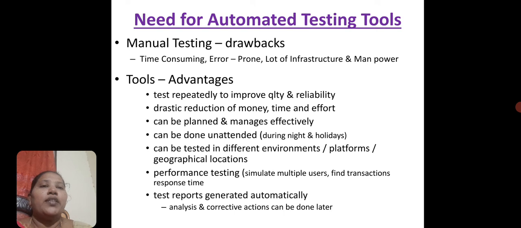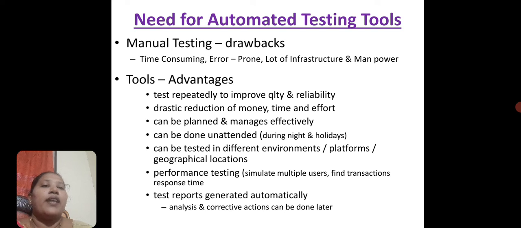In order to avoid this, we are going for automated testing, where you will be using certain tools in order to perform this testing. So what are all the advantages you are having if you are using automated testing tools is, you can make use of the tools to test your software repeatedly, so that you will be getting a quality product, and also the reliability will be maintained there. Reliability is nothing but if you are making changes in a particular part of software, it will be replicated wherever it is used.